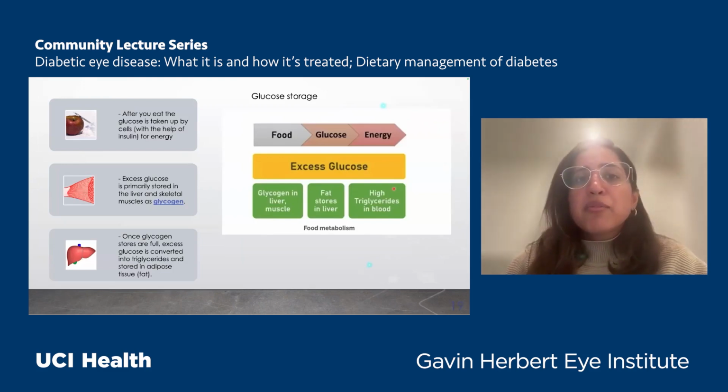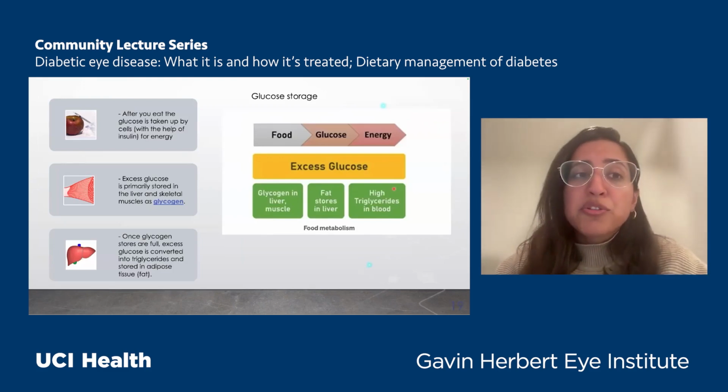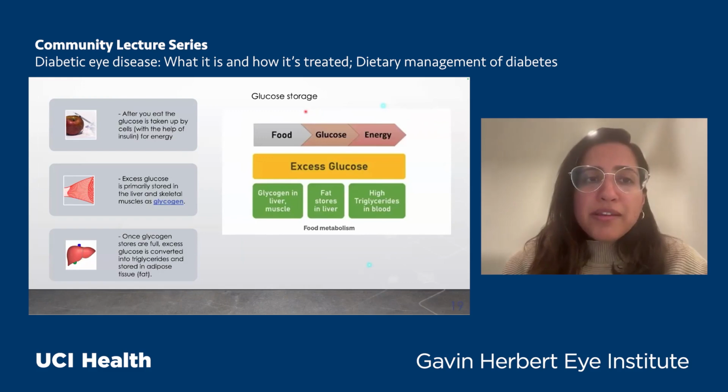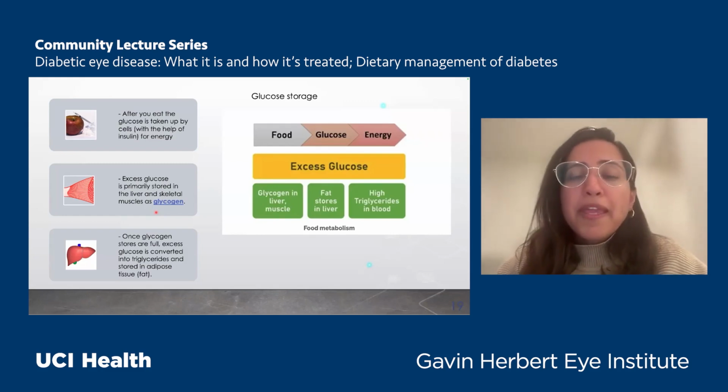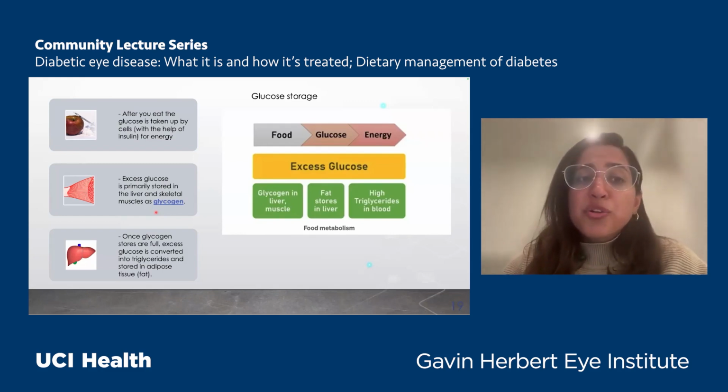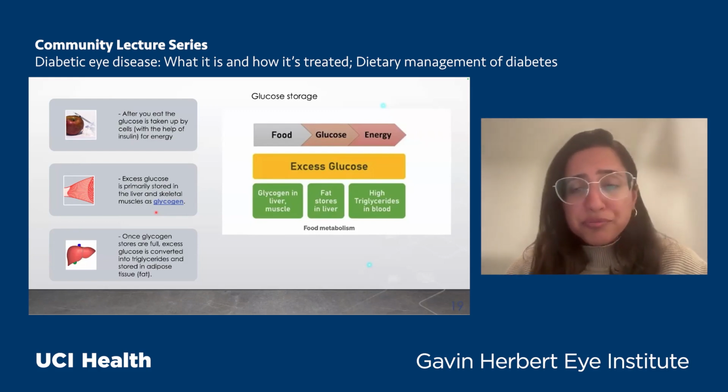Now, we talked about glucose utilization. What about glucose storage? So, after you eat, glucose was taken up by the cells. We just said that. What happens to that excess glucose? It's stored primarily in the liver and the skeletal muscles as glycogen. But once the glycogen stores are full, excess glucose gets converted into triglycerides, which is a type of fat, and it gets stored as fat tissue or adipose tissue.